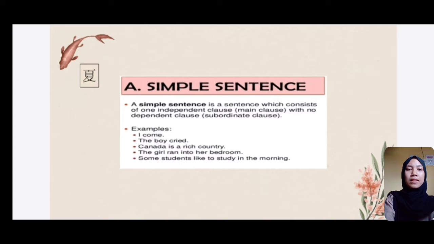A simple sentence is a sentence which consists of one independent clause, the main idea, with no dependent clause, or subordinate clause. Example: I come. The boy cried. Canada is a rich country. The girl ran into her bedroom. Some students like to study in the morning.